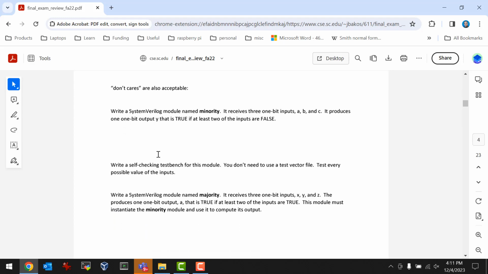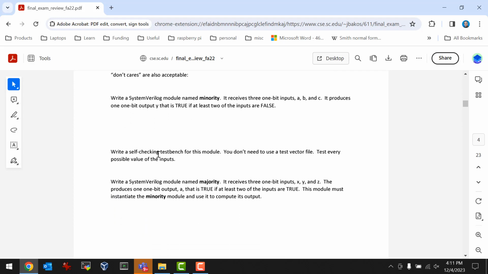Okay. Write a SystemVerilog module named minority. It receives 3 1-bit inputs, A, B, and C. It produces a 1-bit output, Y, that's true if at least 2 of the inputs are false. So you could do this with a case statement. You could do this with an if-then-else. You could even do it with a ternary assignment.